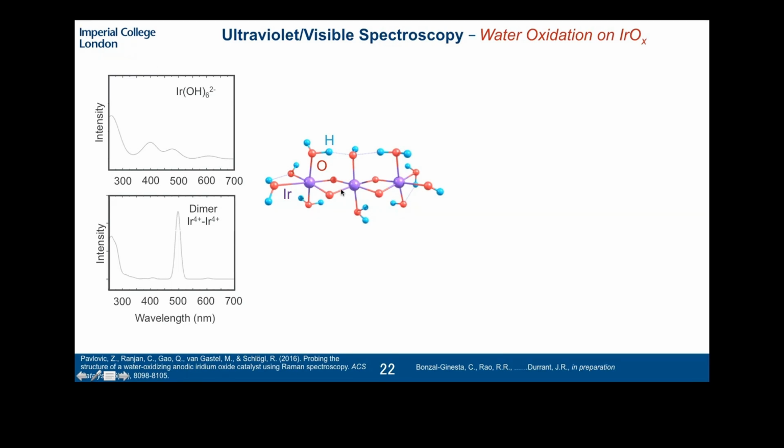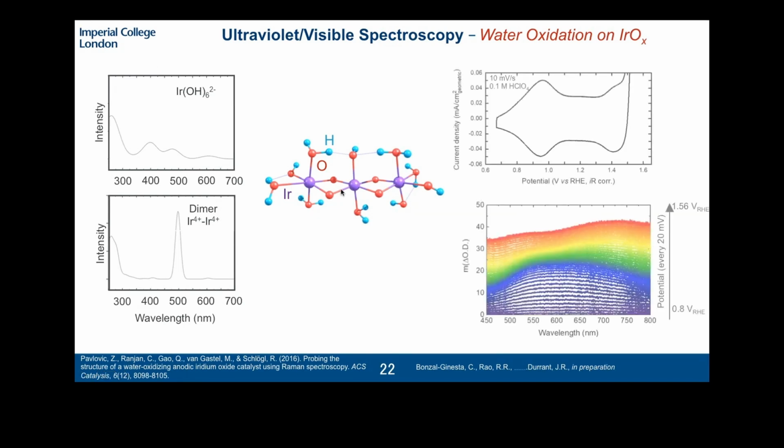In order to see what this looks like experimentally, we can synthesize, in this case, anodically electrodeposited iridium oxide, and measure the absorption changes as a function of potential. And what we see is that we have these really distinct features in the absorption spectra, loosely proving this hypothesis that you might have a dimeric or multi-iridium center, connected by oxo species, that's responsible for the catalytic activity of the system.